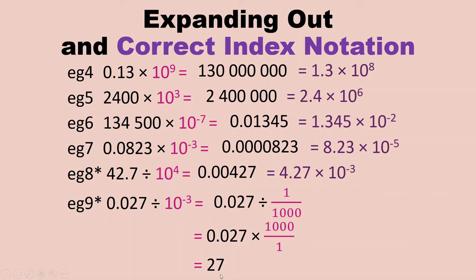To put 27 into standard form, we need to put the decimal after the first non-zero digit. So after the 2, 2.7 would make that a number between 1 and 10. But then how many times do I need to multiply by 10 to move that decimal to the end of the number? 1, right? So 27 is the same thing as 2.7 times 10 to the power of 1, or simply just 2.7 times 10. Now that's correct standard form.